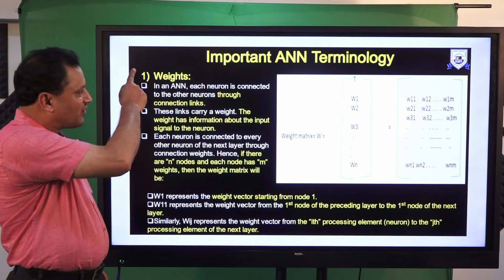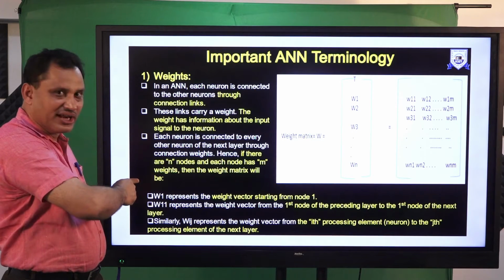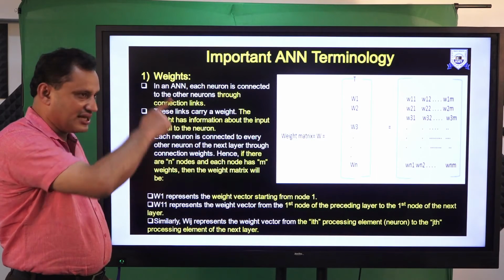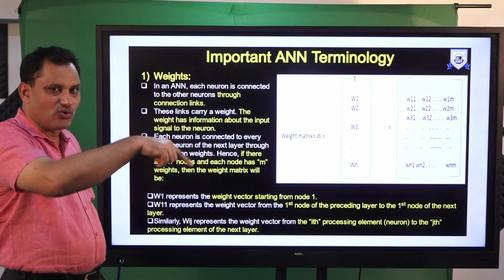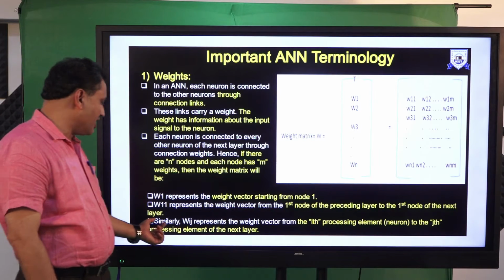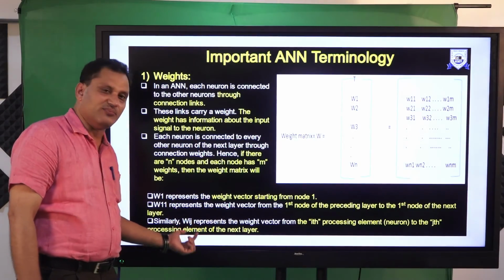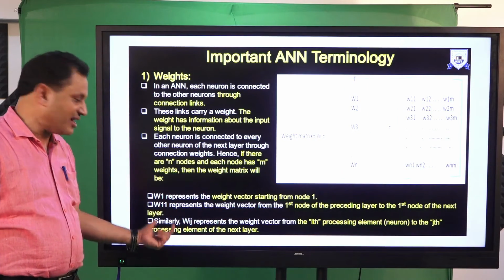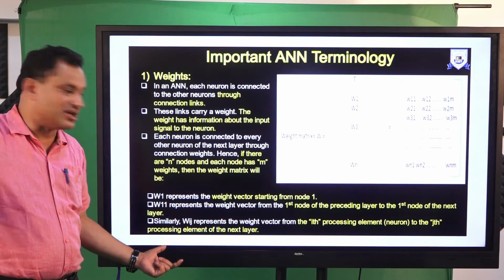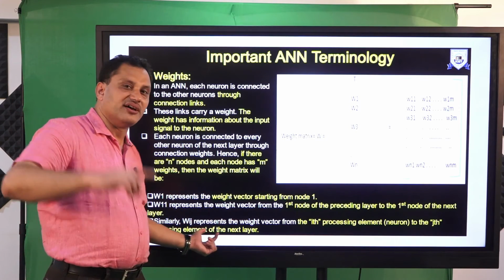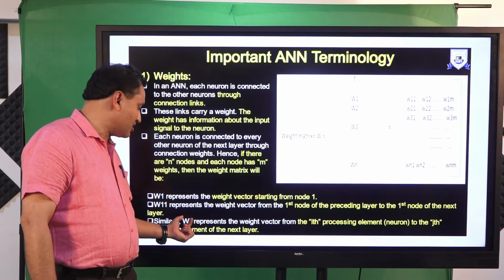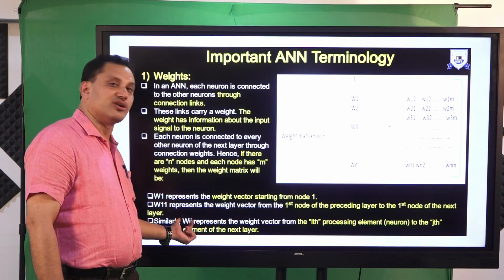Right? So the first neuron of the preceding layer is connected to the first neuron of the next layer. Then the weight will be written as W11, or sometimes we call it omega 11. Similarly, in general terms, omega ij means what? When the ith neuron of the preceding layer is connected with the jth neuron of the next layer, then the weight of that interconnection will be represented as omega ij or wij.